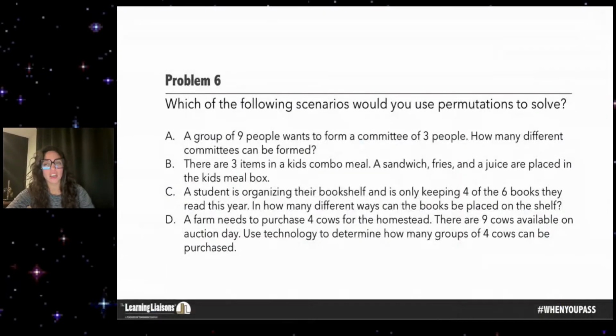All right. So a permutation is one in which order matters. Order matters.